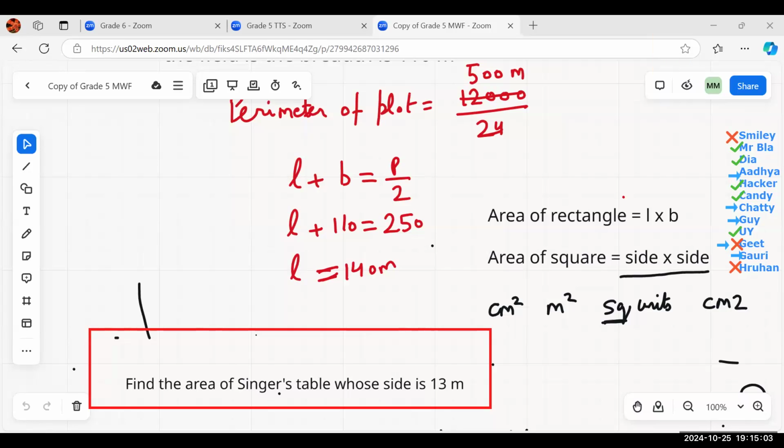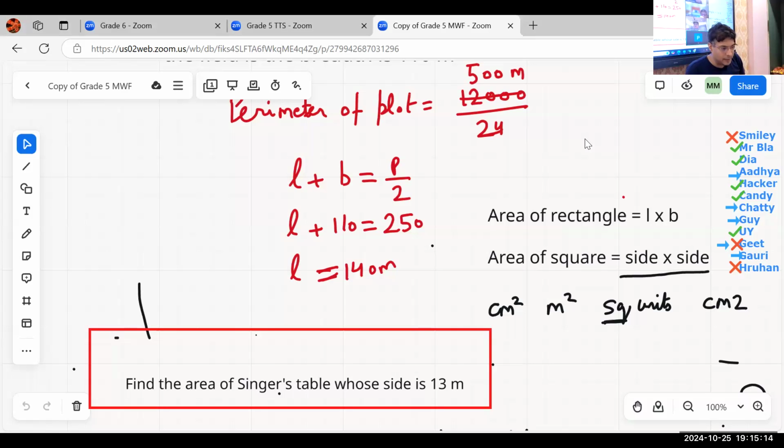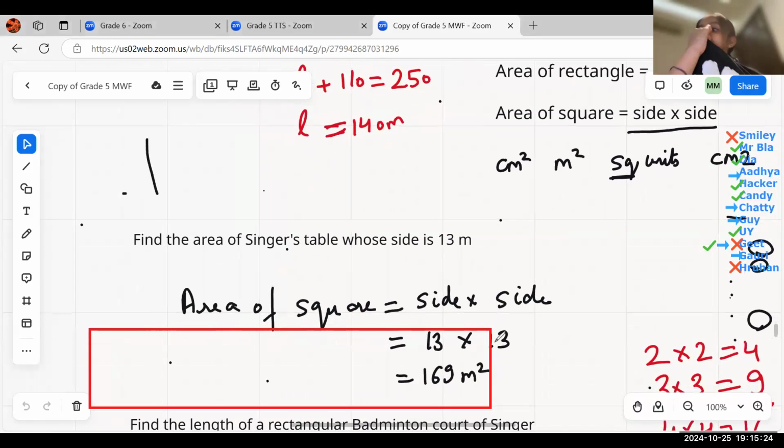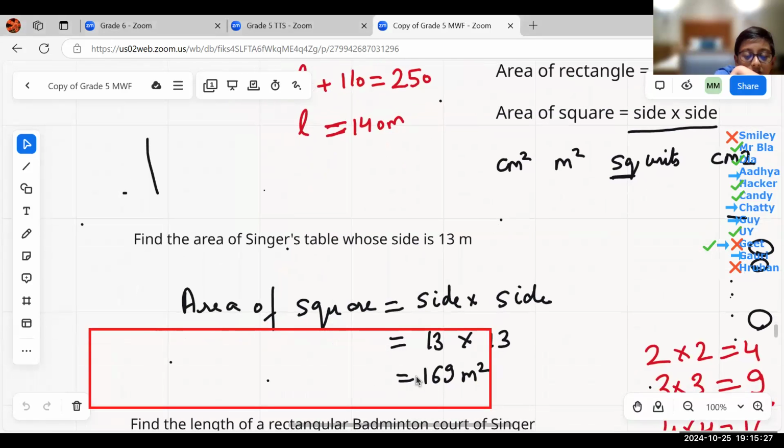So can the ones who got it right leave? Sir, I have a class. So let me see how many. Beta, it was very easy. 13 multiplied by 13 will give you 169 square centimeters. Yes, sir, I took out the perimeter. I did not square it. Square centimeters, yes.